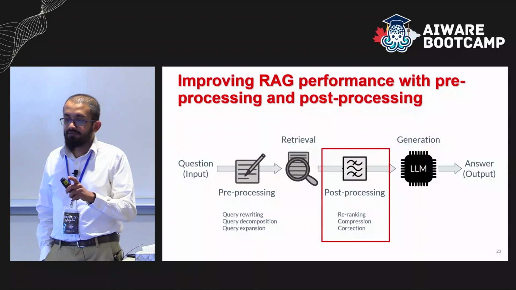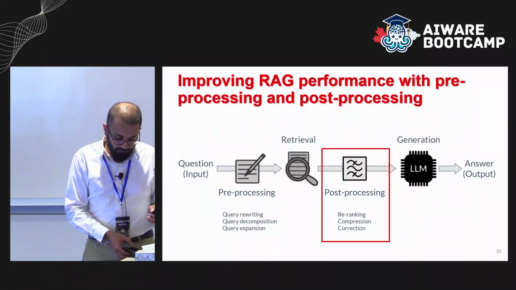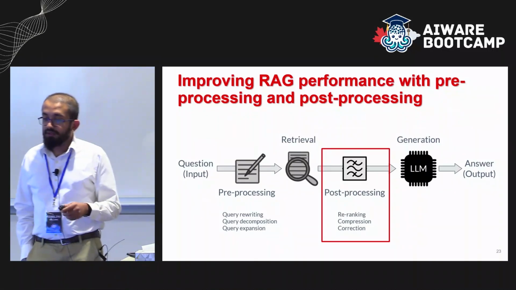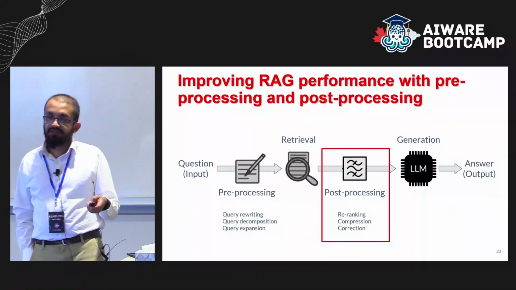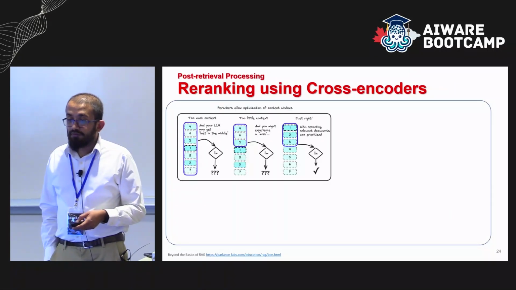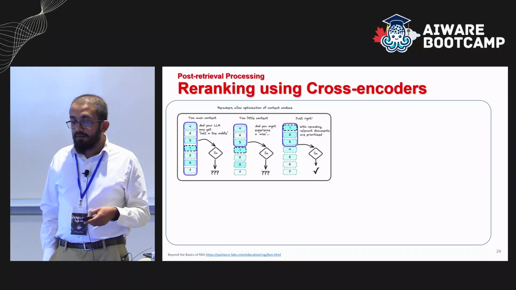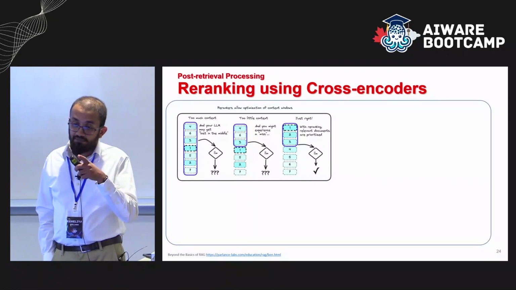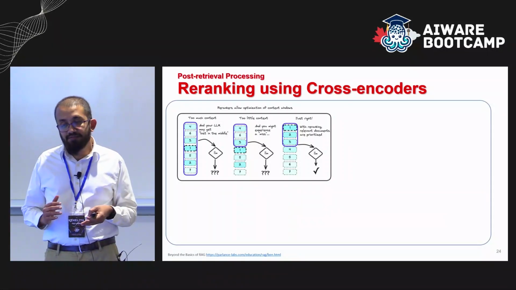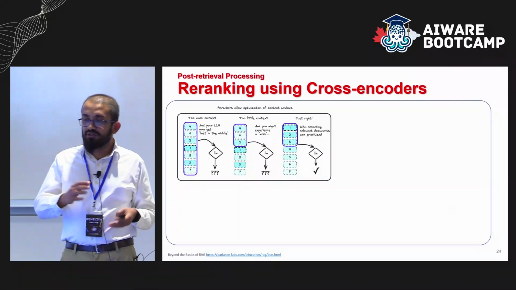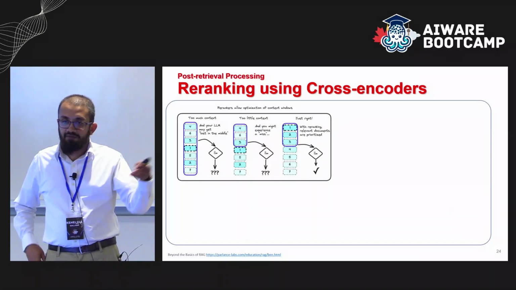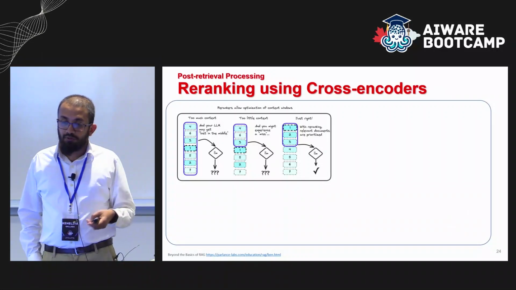And then let's talk about post-processing. In post-processing, we can do multiple things like re-ranking, compression, or correction. First, let's see why we need to do re-ranking. Here, in the very first example, you can see as the context, it has provided 7 documents to the language model. So in the retrieval phase, it got 7 documents, and it gave them to the language model to use this information.